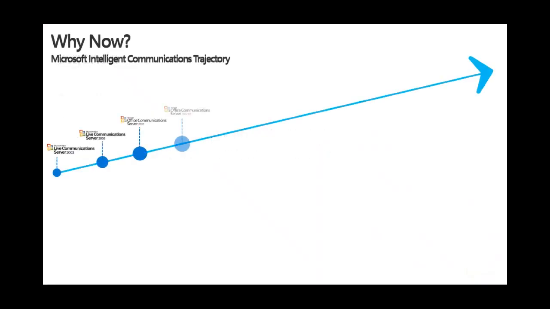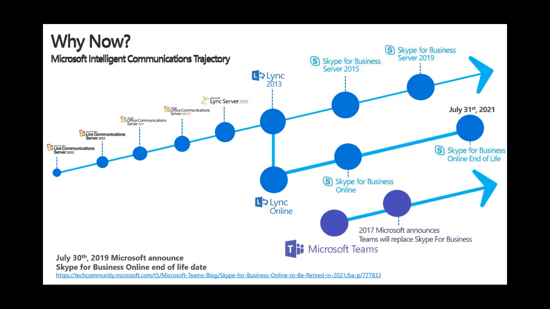So why now? This shows a lot of evolution that Microsoft has gone through since the introduction of LCS 2003. Some of you on this call might have actually installed LCS 2003. My first experience was LCS 2005. And in 2007, my organization deployed Enterprise Voice with Exchange UM on OCS 2007 R2. I like to point that out because it really shows a lot of the evolution of the product.